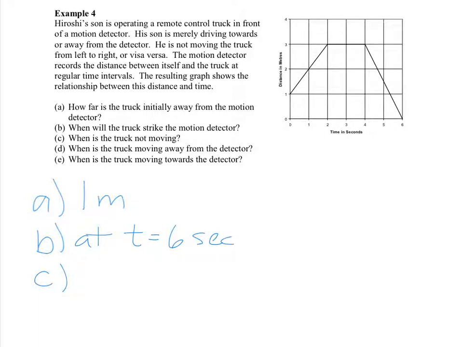C, when is the truck not moving? Again, you have to think about the distance in meters. The truck only moves back and forth, and this is far away, and this is super close. So the truck is not moving when the graph is just staying still. If we look at our graph here, the graph is going up, up, up, up. That means that the truck is moving. And then between 2 and 4 seconds, the graph just stays steady. The distance between the truck and the motion detector doesn't increase or decrease. So the truck must be not moving here.